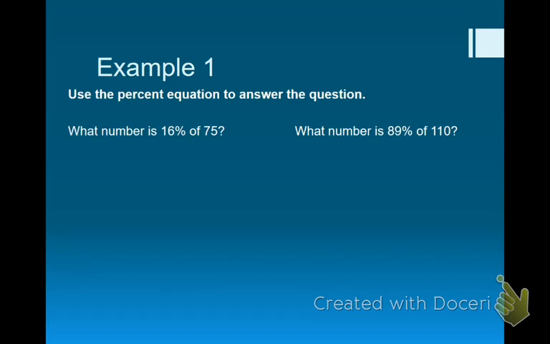This looks very similar to what we did in section 7.2. What number is 16% of 75? Except now we're going to use the percent equation instead of the proportion to solve for this. All right, so we go A equals P percent times B.